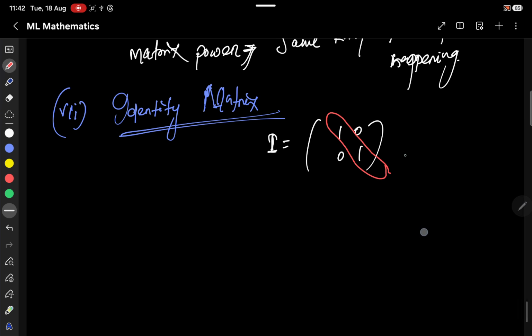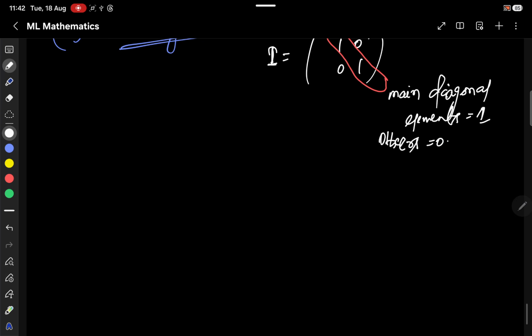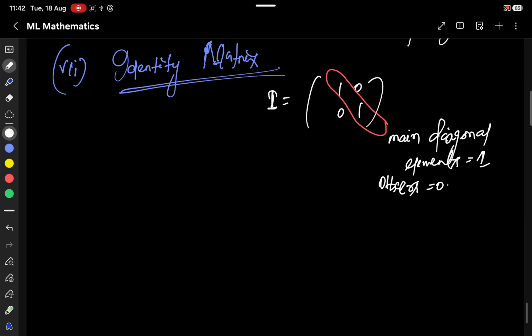If we look closely, there are two diagonals, this one and this one, right? I'm talking about the main diagonal. This is my main diagonal element. The diagonal elements are equal to 1, and the others are equal to 0. This is the main thing. So geometrically, the identity matrix does nothing, right? If you look closely, it has no changes. It is just constant values, 0 and 1, and it will stay in the same position.